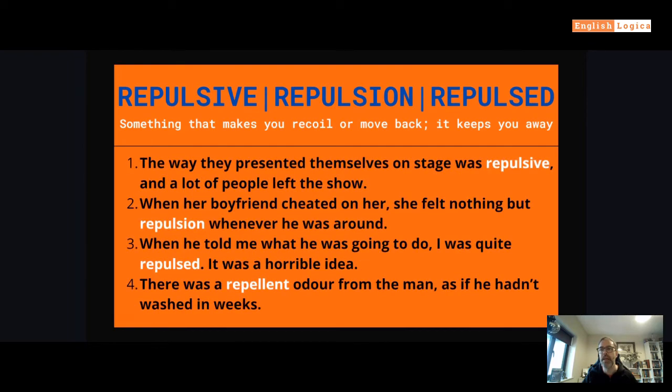So, some examples then. The way they presented themselves on stage was repulsive, and a lot of people left the show. Example 2. When her boyfriend cheated on her, she felt nothing but repulsion whenever he was around. Example 3. When he told me what he was going to do, I was quite repulsed. It was a horrible idea. And example 4, using this different form, it's not the same word. Example 4 then, there was a repellent odor from the man, as if he hadn't washed in weeks.